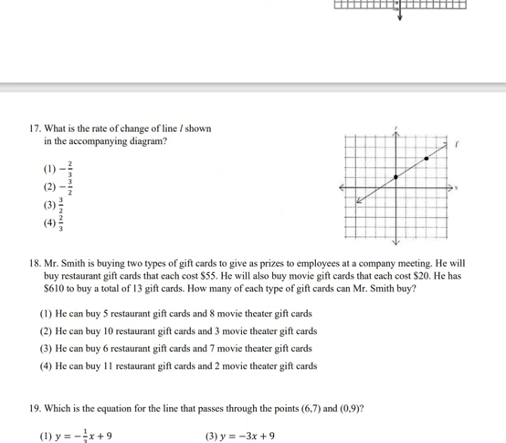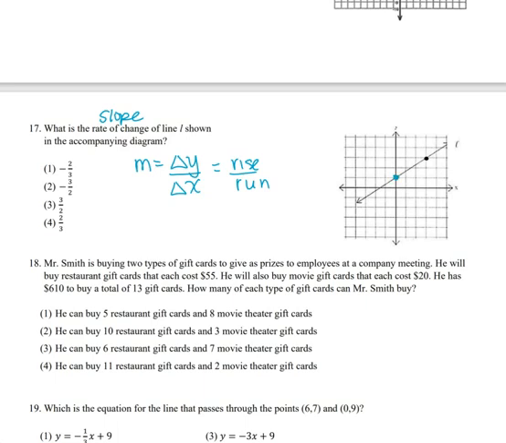For 17, what is the rate of change? Rate of change is just fancy for slope. Slope is our m value. You could find that on your reference sheet and write down the 2 points and plug it into the formula. Or I could do a rise over run. So what is the change in my y values over the change in the x?